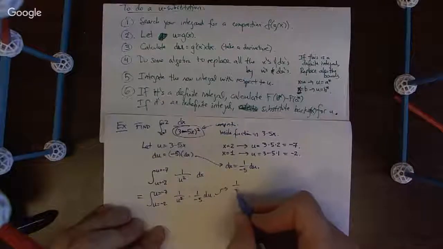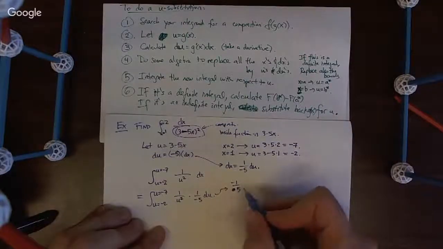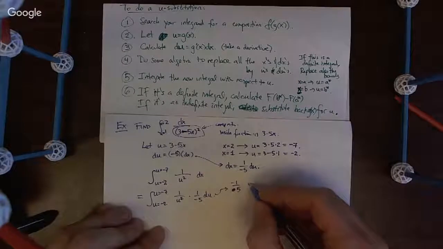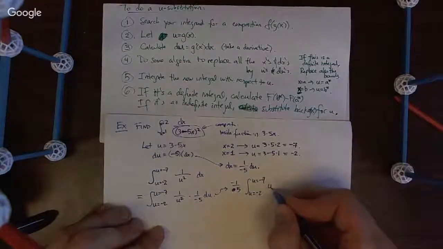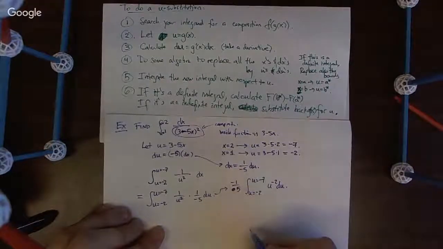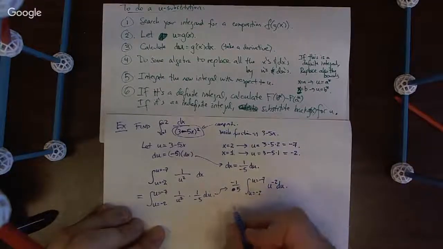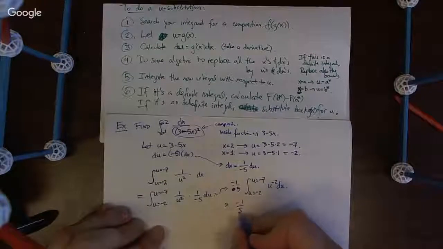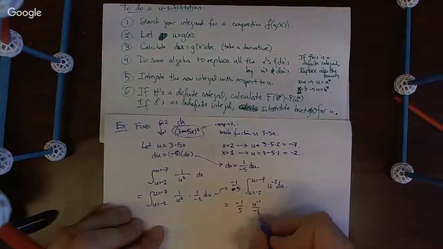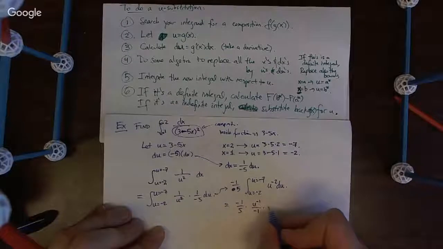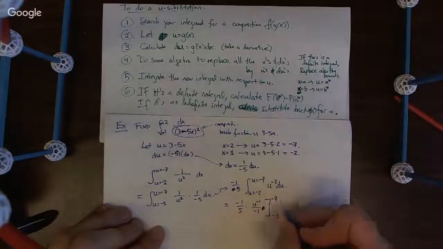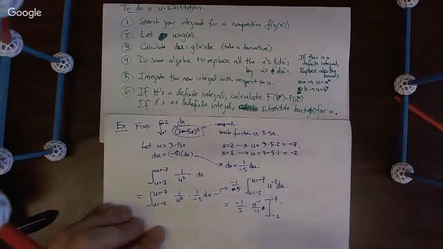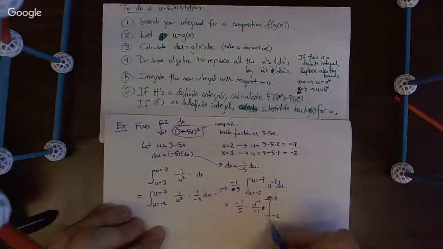First, let's factor out this negative 1/5. And then we have an integral from u equals negative 2 to u equals negative 7 of u to the negative 2 du. So when I take this integral, I get negative 1/5 times u to the negative 1 over negative 1, evaluated from negative 2 to negative 7.